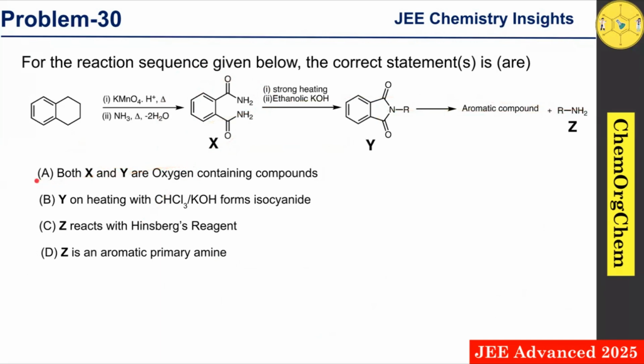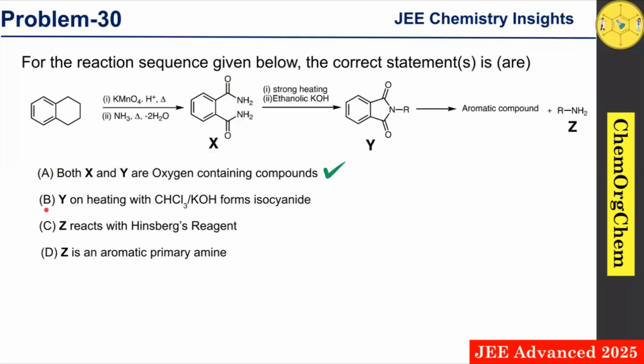The first statement states that both X and Y are oxygen containing compounds. So let's analyze the structures of X and Y. Definitely both compounds are oxygen containing compounds. Therefore the first statement is a correct statement.